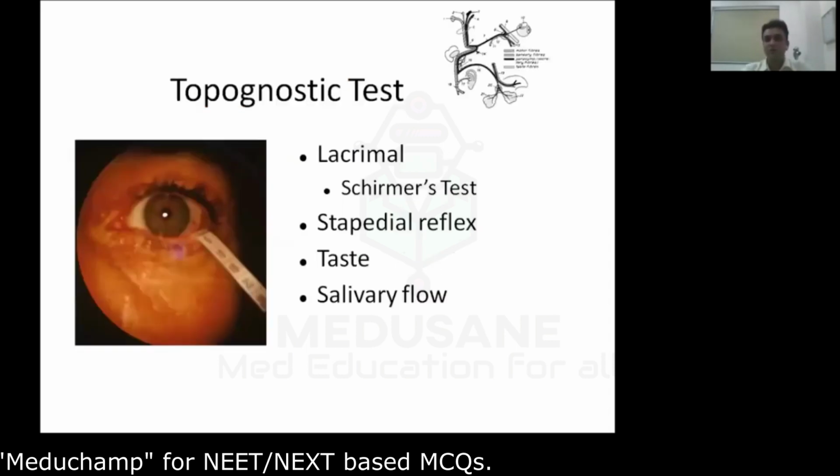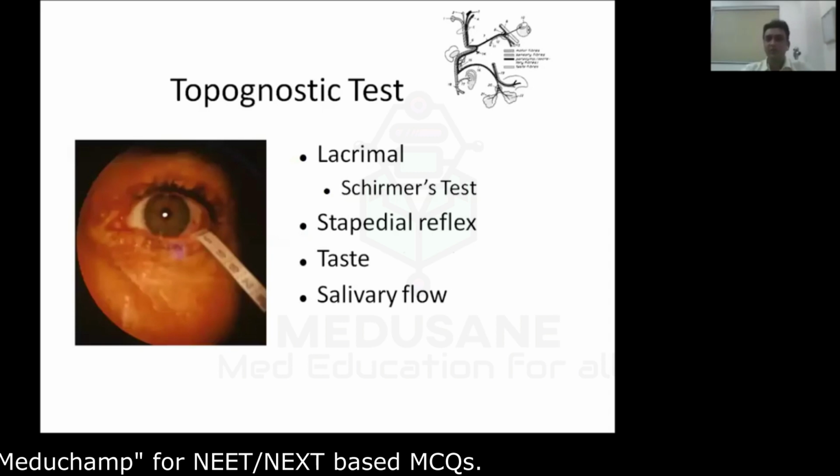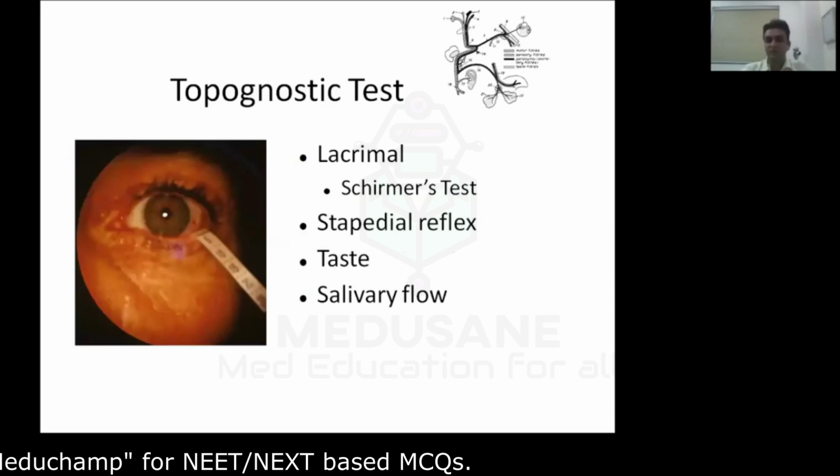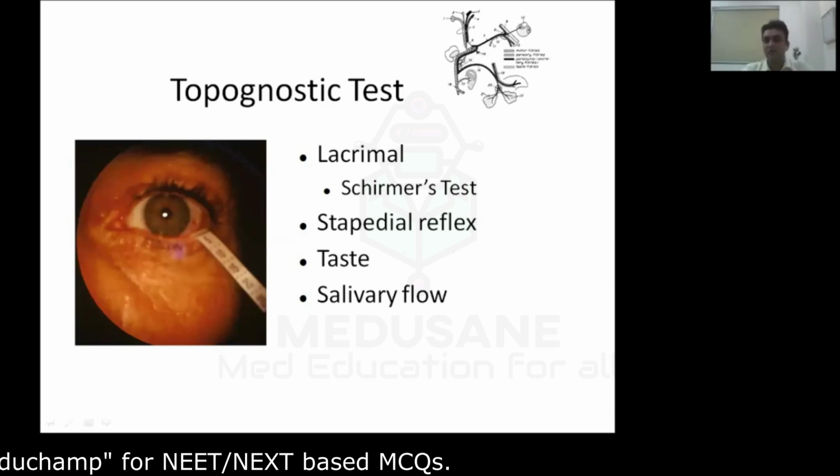There are many topognostic tests, also known as topodiagnostic tests, because there are three branches of the nerve. So if there is an injury above the first branch, then all the functions of the facial nerve are lost.